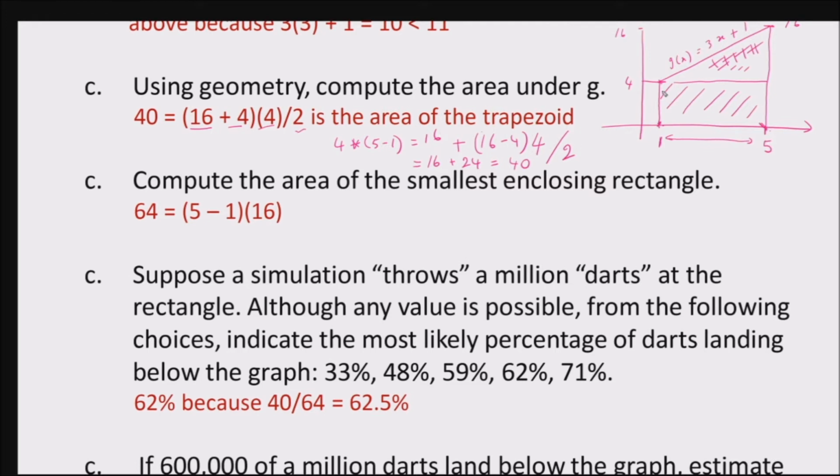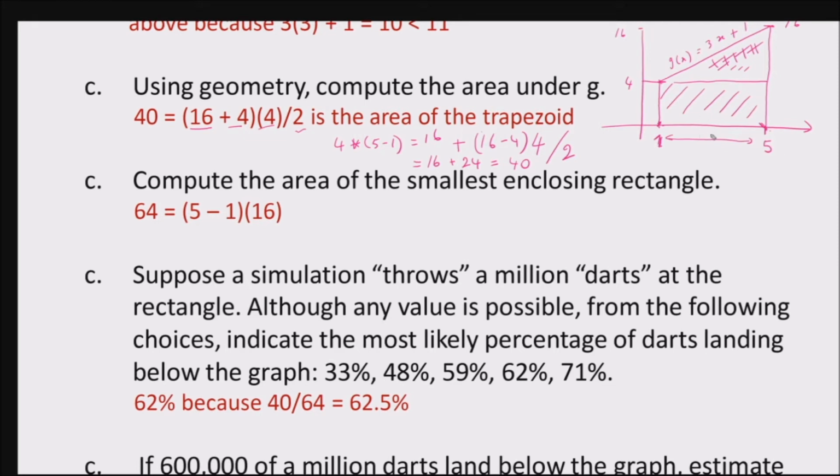So keep in mind, when you're asked for the area under G, it doesn't mean that you consider the whole area under the curve, because I'm taking the range from 1 to 5. Okay, so that is the area that they're talking about.